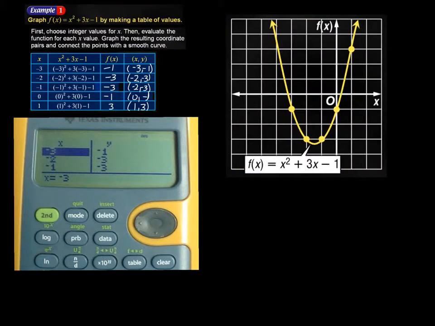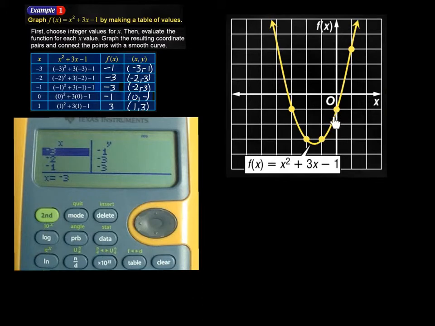Now I can plot the points that I found. Negative 3 was at negative 1. Negative 2, negative 3, negative 1 is also at negative 3, so the minimum is somewhere in between there.